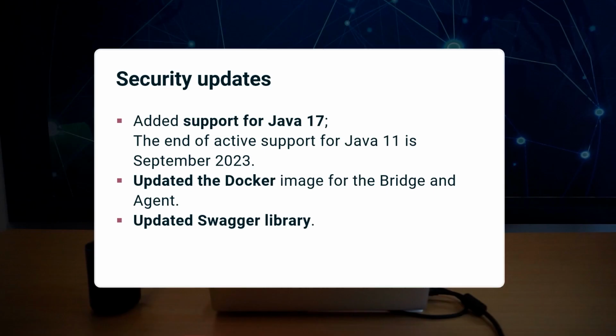Regarding security, in this month's version we've added support for Java 17, as end of active support for Java 11 will be in September 2023. We've also updated the Docker image for the bridge and agent. And we've updated Swagger library to remove some library vulnerabilities.